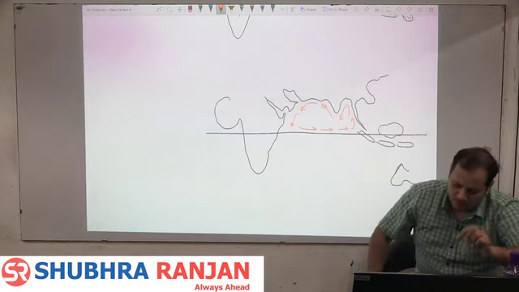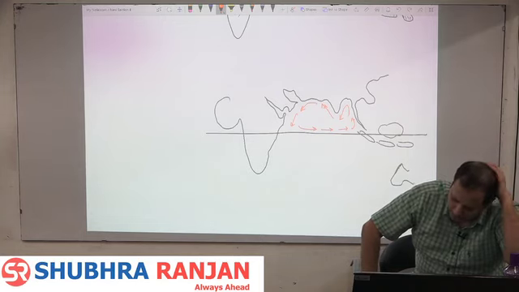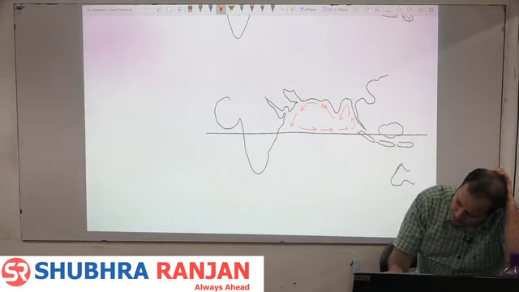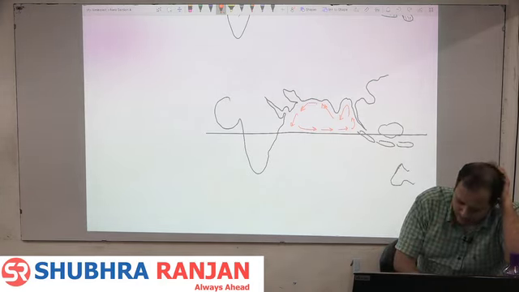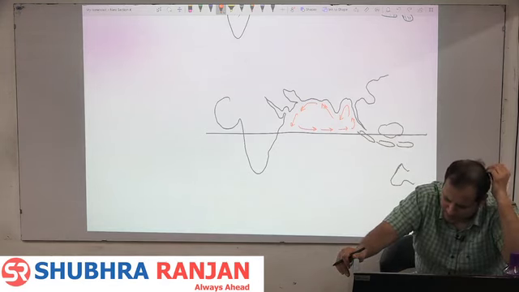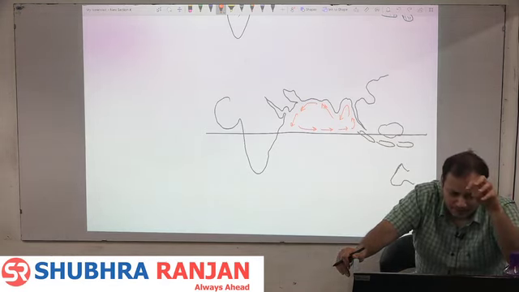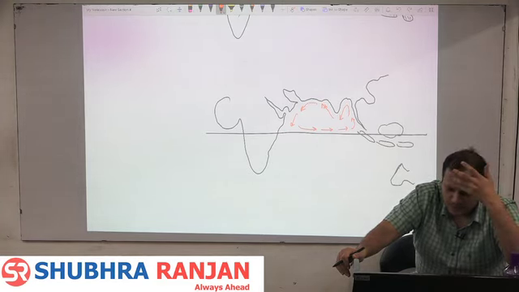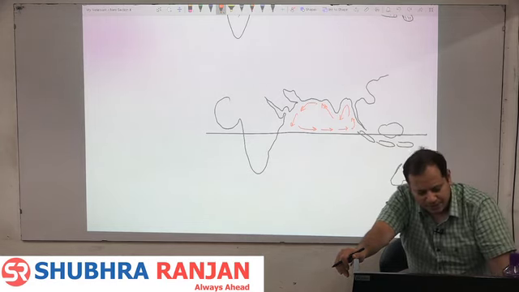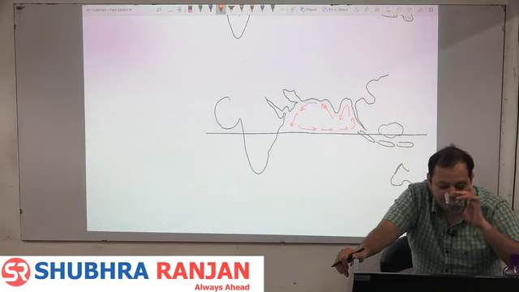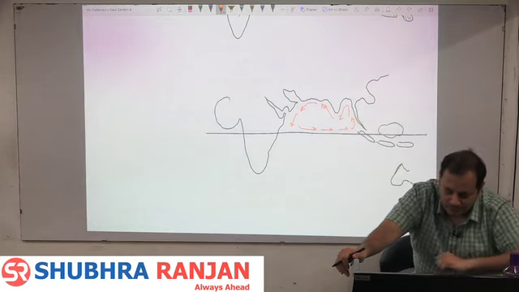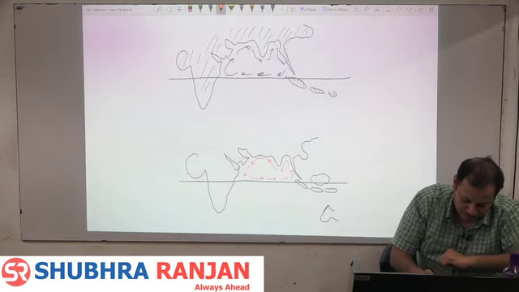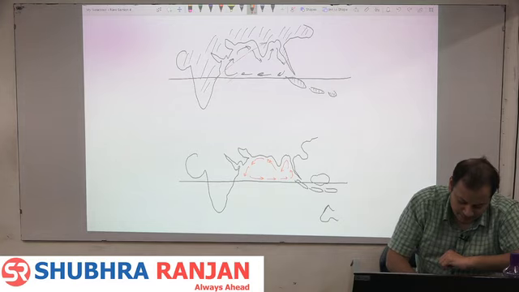Next, thus due to the location, shape, size, Indian Ocean sees seasonal reversal of winds as well as ocean currents.